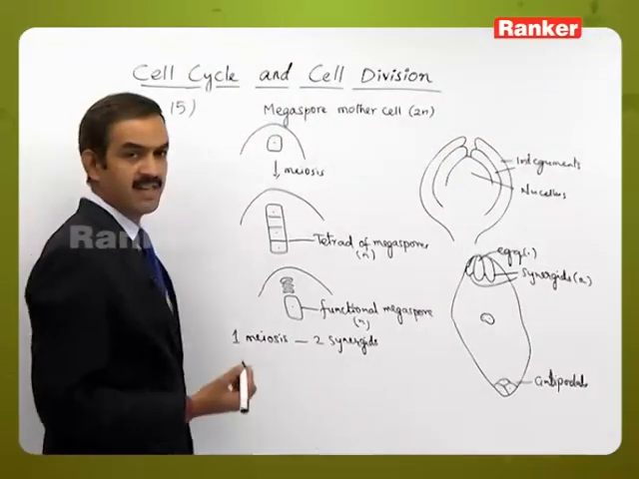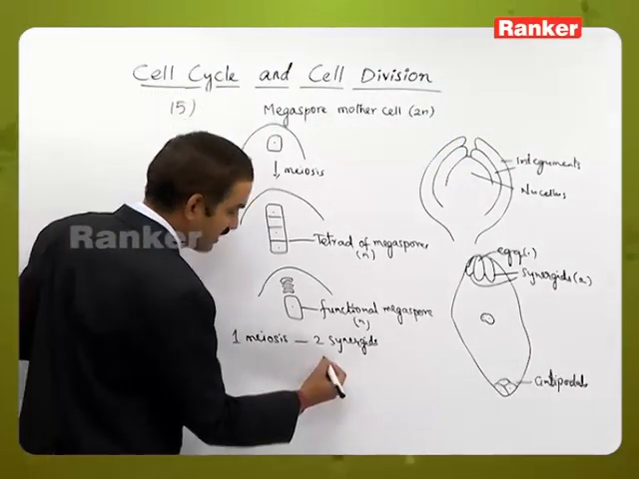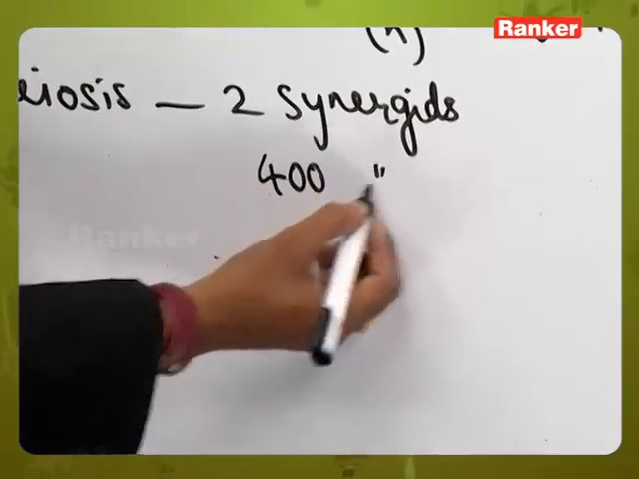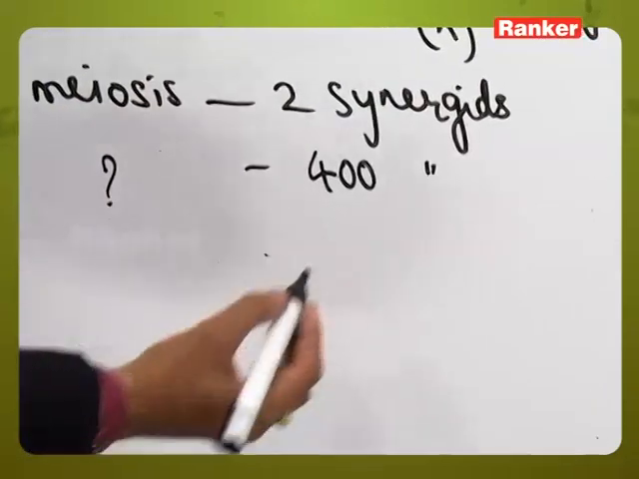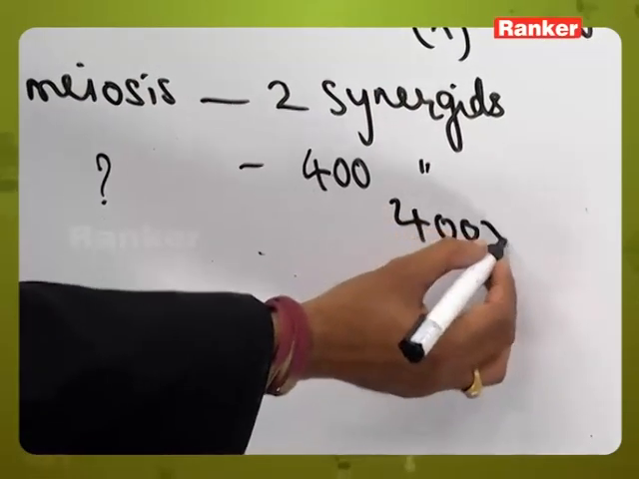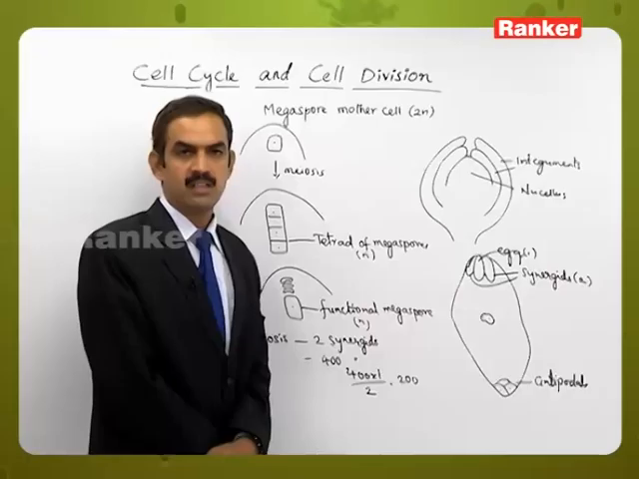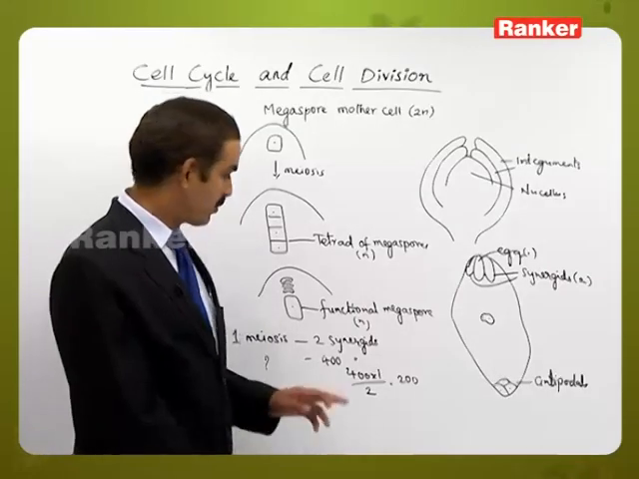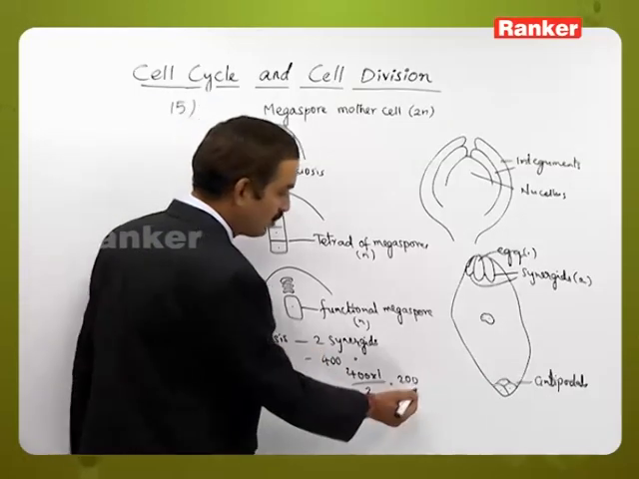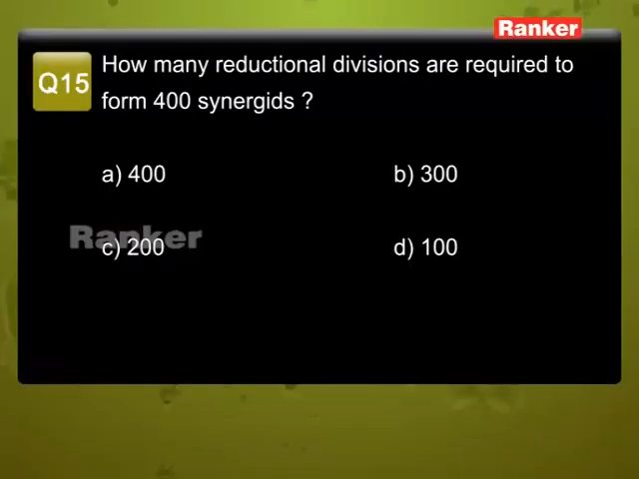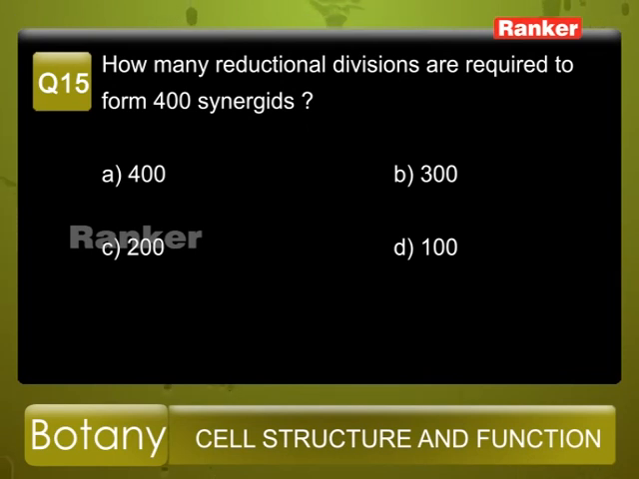In the question, it is given to produce 400 synergids. The number of meiotic divisions required is 400 into 1 by 2, which comes to 200 meiotic divisions. So from the given options, option C is the correct answer.